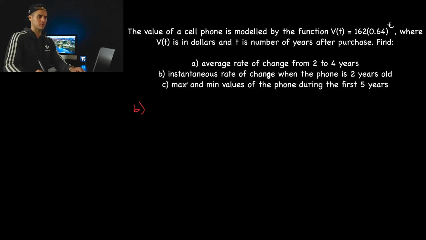Moving on to part B, we have to find the instantaneous rate of change when the phone is 2 years old. Again, we could do different methods. I'm probably going to do the centered interval method. Just to show it on a number line, we're trying to find the instantaneous rate of change at 2.